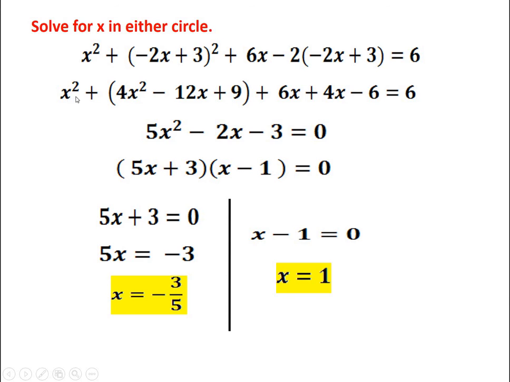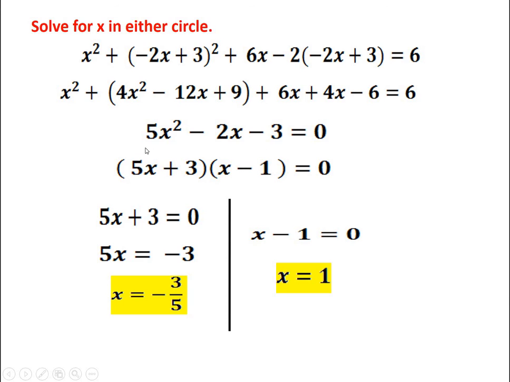Then combining like terms, we have x squared and 4x, 5x squared. Negative 12 plus 6 is negative 6, plus 4x, it will be negative 2x. Then we have 9 minus 6, it is 3. And then transpose it here, so positive 3 rather, then it will become negative 3. Then equate the right side to 0.